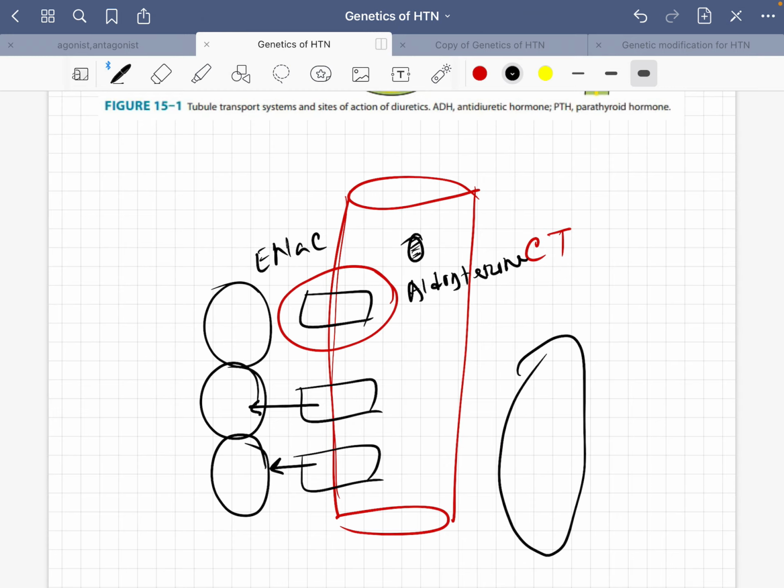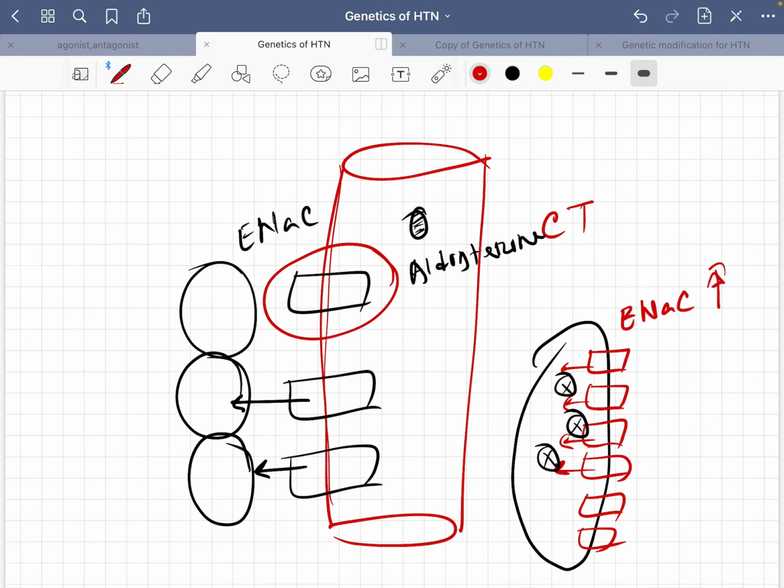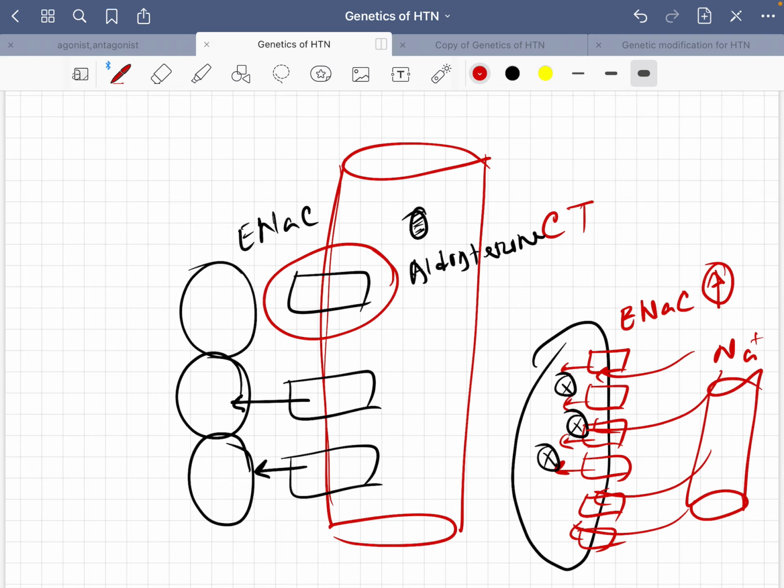If this is a tubular epithelial cell, aldosterone is continuously synthesizing the epithelial sodium channel, but they are not endocytosed. That's why the total number of epithelial sodium channels is increased. That's why they will absorb more and more sodium from the tubular lumen. This is the tubular lumen. So more and more sodium will be reabsorbed from your collecting tubules.